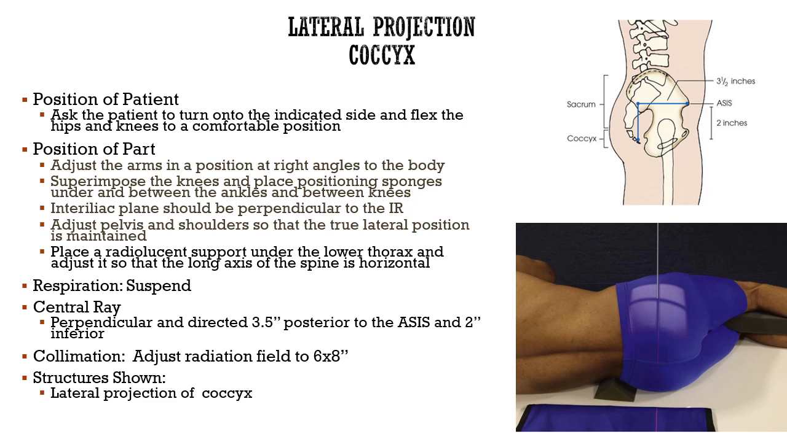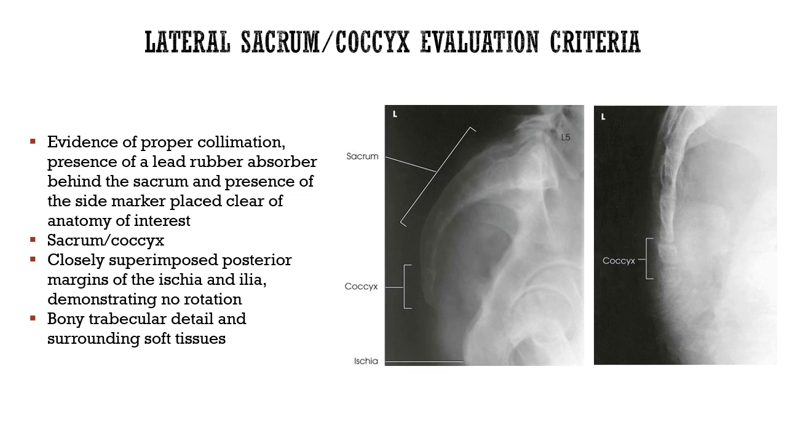For the coccyx, on the other hand, we're going to do the exact same positioning, except we're going to start off at the ASISs and direct our central ray to a position 3.5 inches posterior and 2 inches inferior. That's because we're going to get a lateral projection of just the coccyx, and we adjust our radiation field to 6 by 8. Of the two images shown, on the left-hand side is the sacrum and the coccyx, and on the right is just the coccyx.